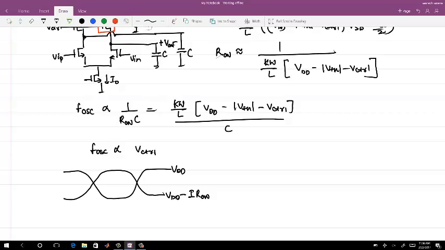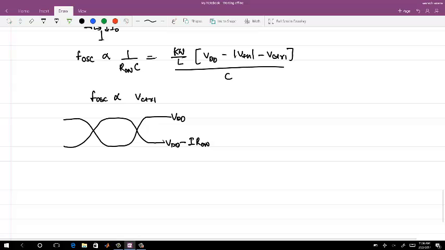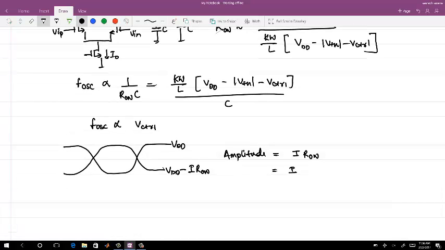So that's why the proportionality constant can be minus, right? Proportional in the sense that if V control increases or decreases, you see a linear change. So now here the amplitude of oscillation is I times R on, which is your k W by L into VDD minus mod VTH minus V control.